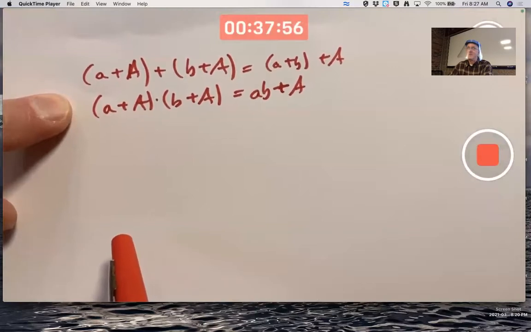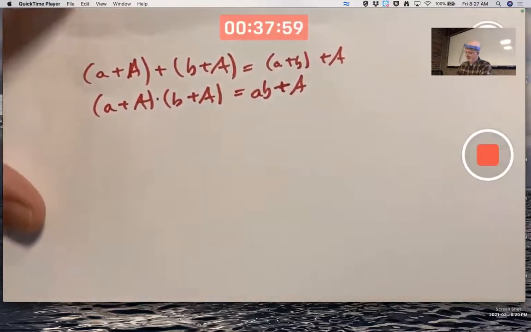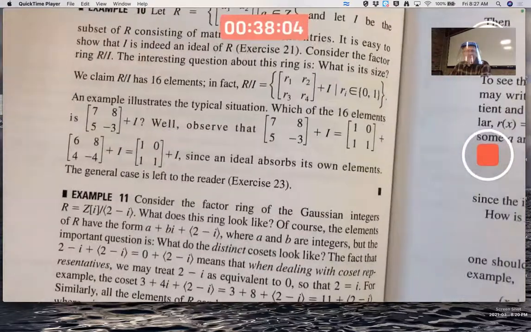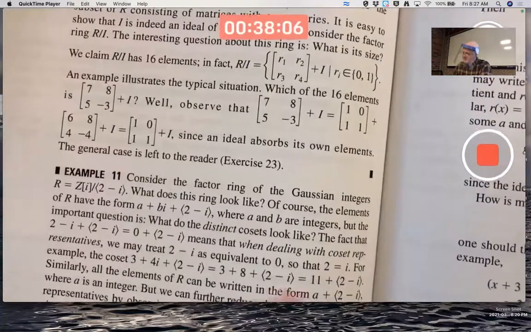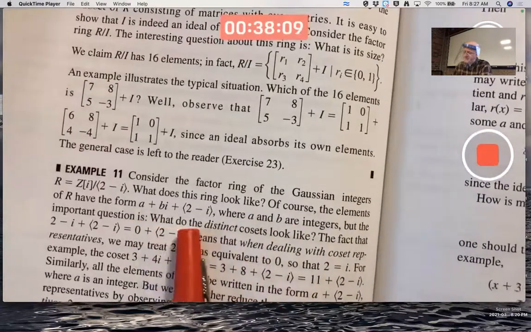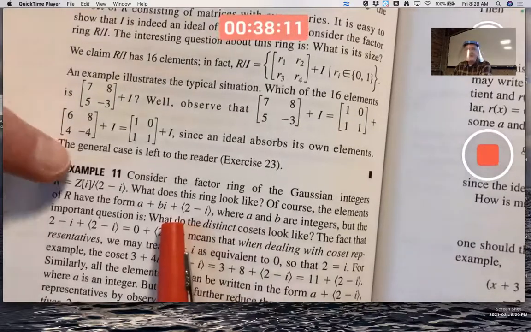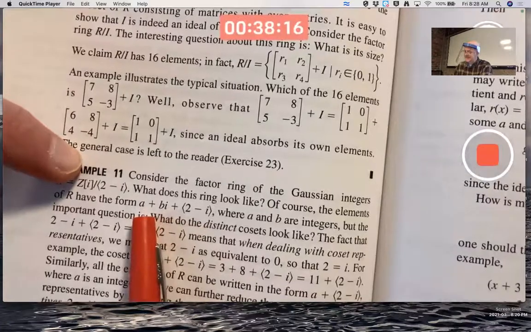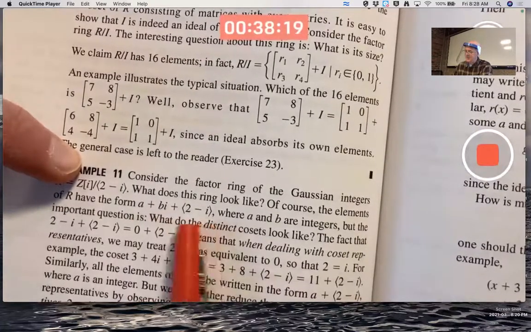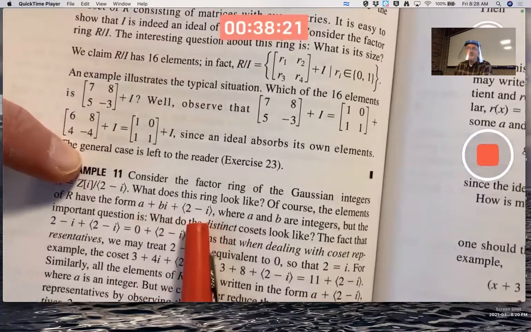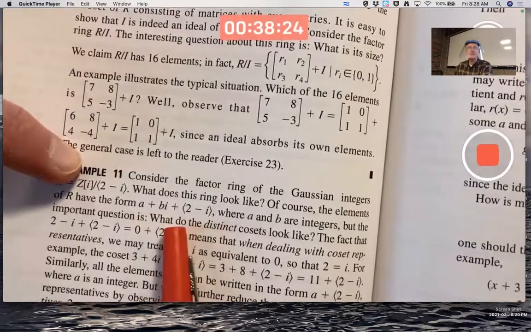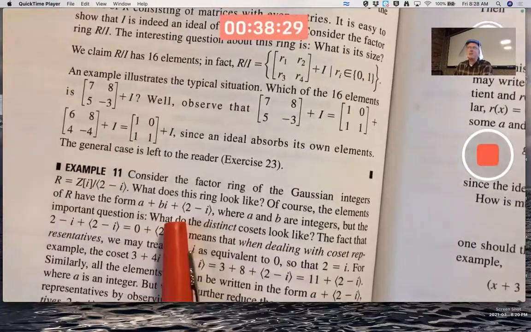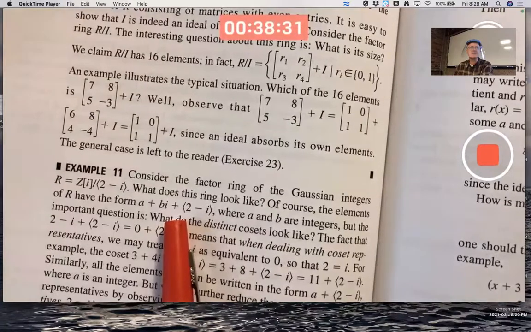Make sure you read and understand that proof. What does this ring look like? Of course, the elements are of this form. Think about it. They're left cosets because it's a factor ring. An arbitrary ring element in Zi plus your ideal is an arbitrary looking left coset. But just as in example 10, we might be after trying to find the simplest elements of cosets. That might be one goal.